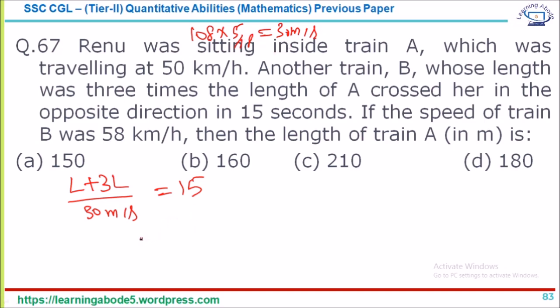And so what is L? 4L is equal to 450, right? So L is equal to 112.5. Okay, so now that answer is not there. So for the given value here, the answer is 112.5.